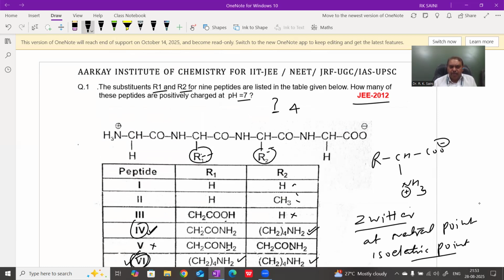Therefore, in the given polypeptide, among the 9 peptides, only 4 groups of R1 and R2 are present in this compound. Then this compound shows basic nature at pH 7, and pH 7 is acidic for this, in which the zwitterion exists in the form of a cation. Answer: 4. Question number second.